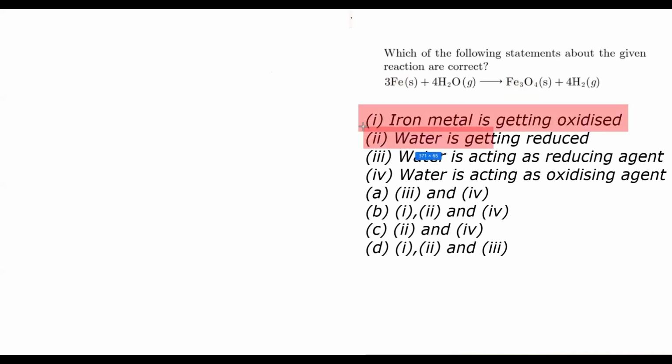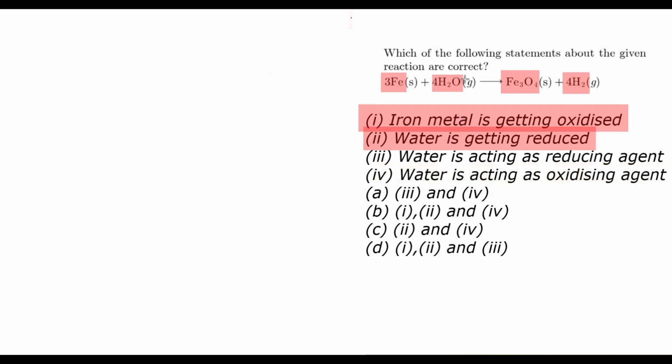The second says water is getting reduced. When I see water, it is H2O, it is losing oxygen. So loss of oxygen is reduction. So this is also correct. The third is water is acting as a reducing agent. You should know that the substance oxidized acts as a reducing agent. Here I can clearly see that iron is getting oxidized, so it should act as a reducing agent, right? So this is incorrect.